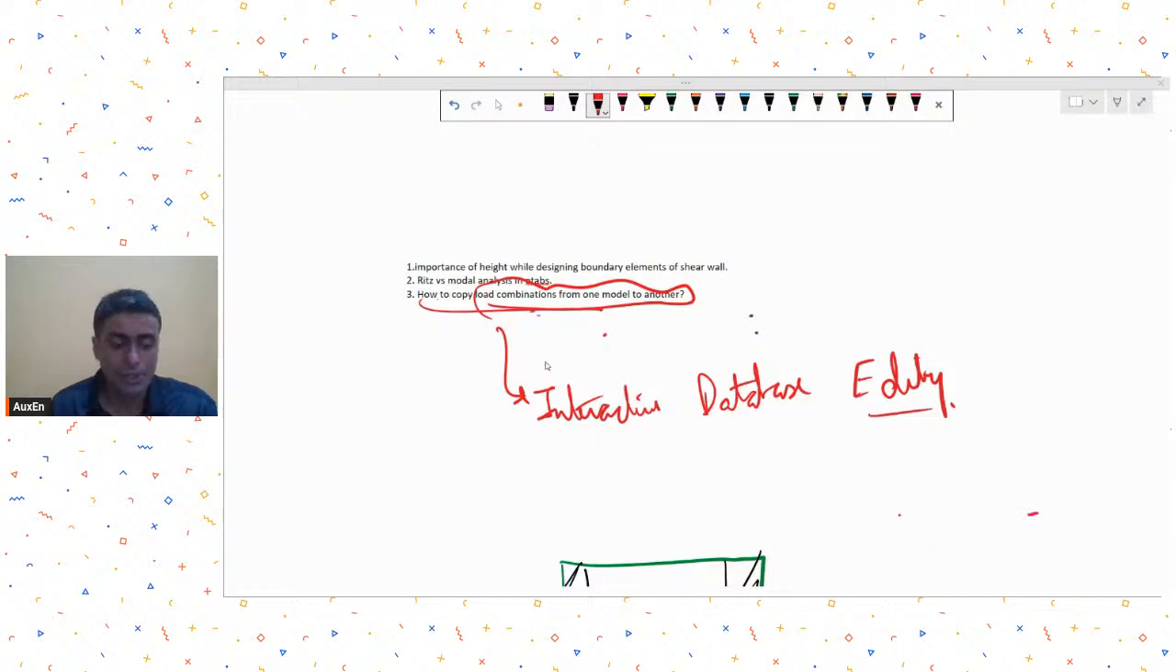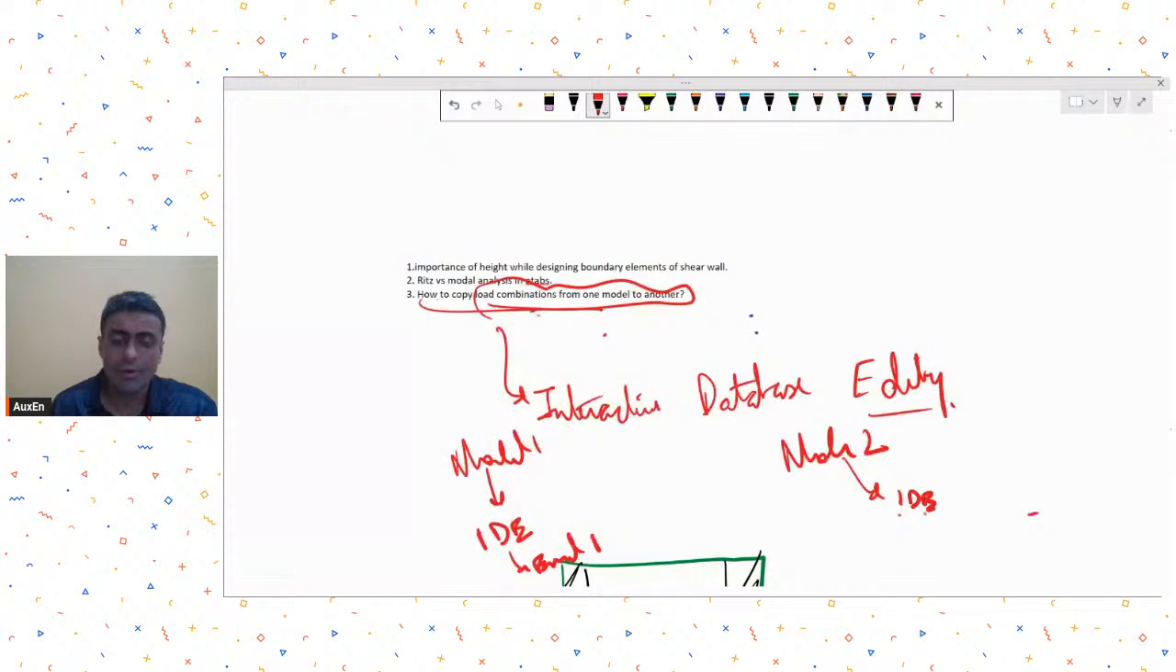Then from your original model, so let's say your model 1 was there. From model 1, you need to copy to model 2. So open the interactive database editing, take that file to Excel, and again in model 2, open the interactive database editing, take that load combination file to Excel. Let's call it the Excel file 2.